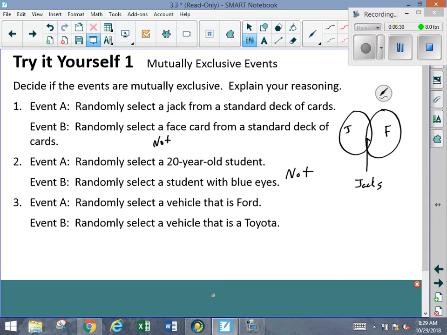Okay. We randomly select a vehicle that is a Ford, and we randomly select a vehicle that is a Toyota. Is it possible that we selected a vehicle that is both a Ford and a Toyota? There is not a Ford Yoda. No. So these are mutually exclusive.